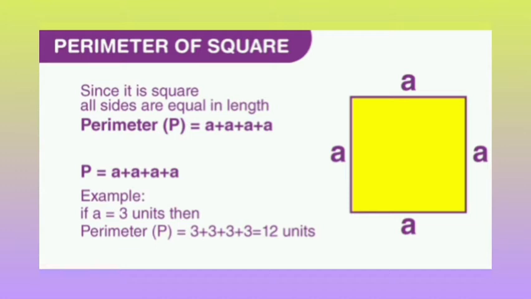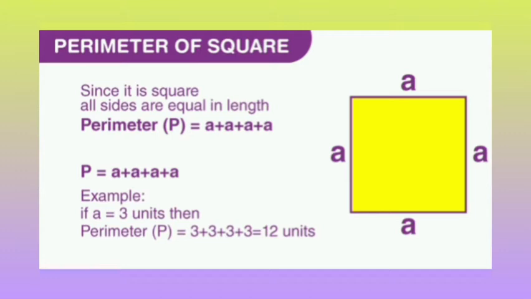Then what is meant by perimeter? Yes, the sum of the length of all sides of a closed figure is the perimeter of that figure. For example, now see in the diagram. Here in this case, the length of each side of a square is a units. So how to find out the perimeter?